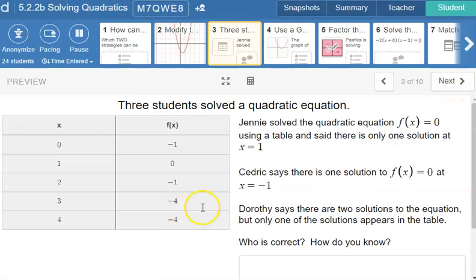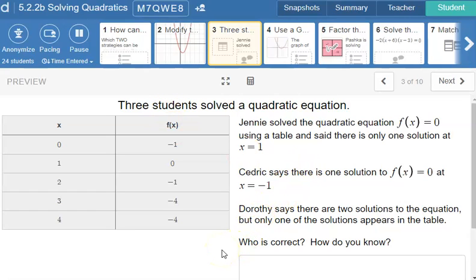All right, the next one, 3 students solved an equation. Who's right? Jenny solved and said there's only one solution at x equals 1. Well, right here, you have 1, and the x-intercept is 0 because the y-coordinate is 0. So that is a solution. Is it the only solution? Cedric said there is one solution at x equals -1. Well, there is no x equals -1, and even if there was, it would actually be -4 because this is a quadratic equation. If you went back 1 in this table, you would go down to -4 just like this one. So he's not right.